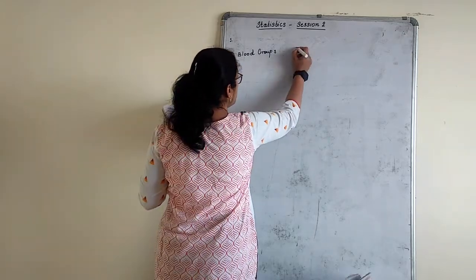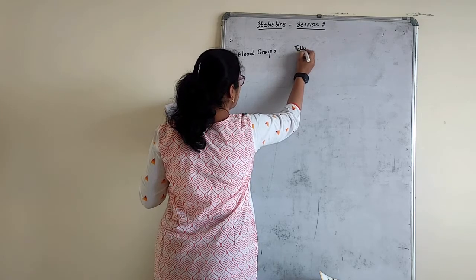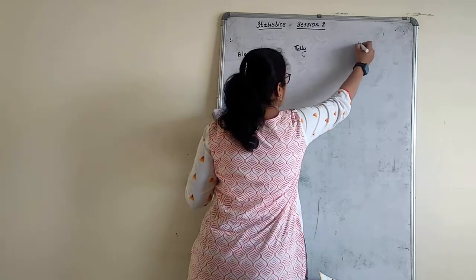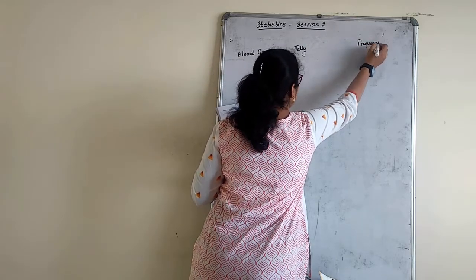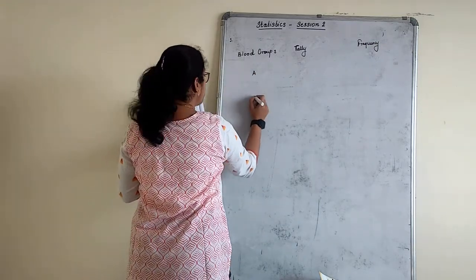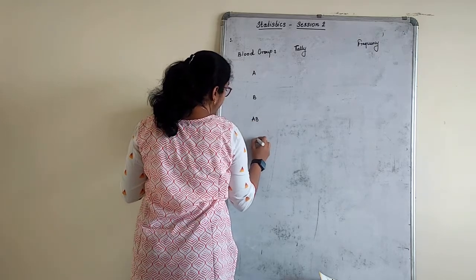To represent the blood groups in the frequency distribution table, we have to first form a tally, which we have already learned in standard 8. Based on the tally, we have the frequency. How many times each blood group is repeating, we will come to know. The first blood group we choose is A, then B, then we have AB and we have O.